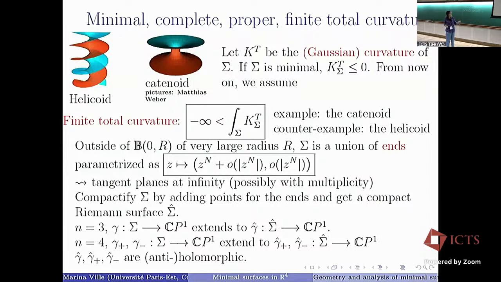Right, but here I just look at the first, I don't look at what happens here. I just look at the lowest, the biggest order term. Yes. But there's a difference between a planar end and the catenoidal end. Right. And that's not visible in the capital N.